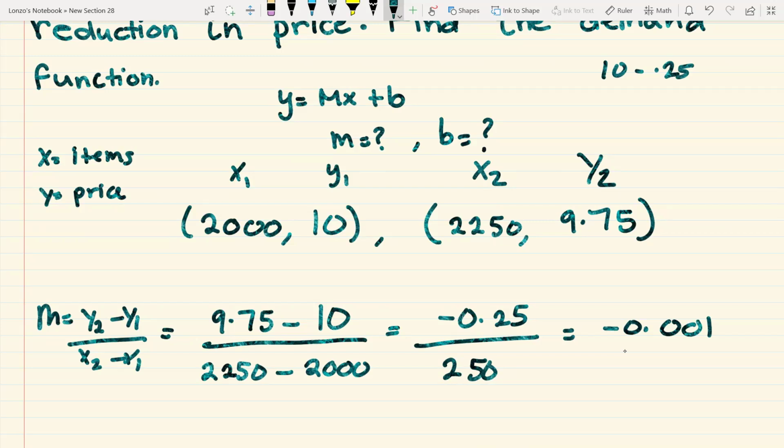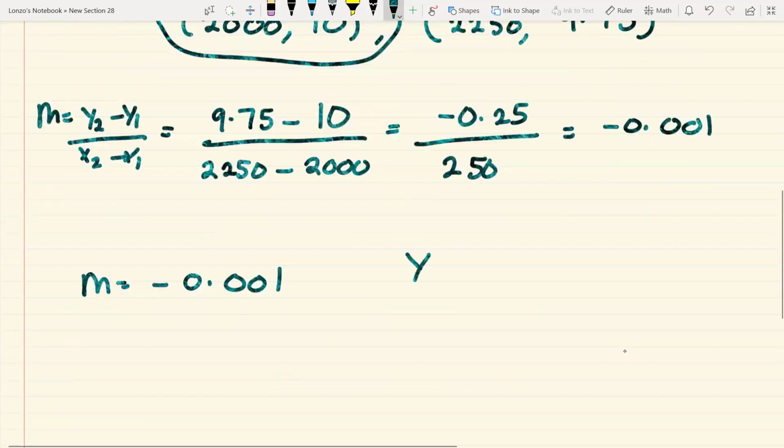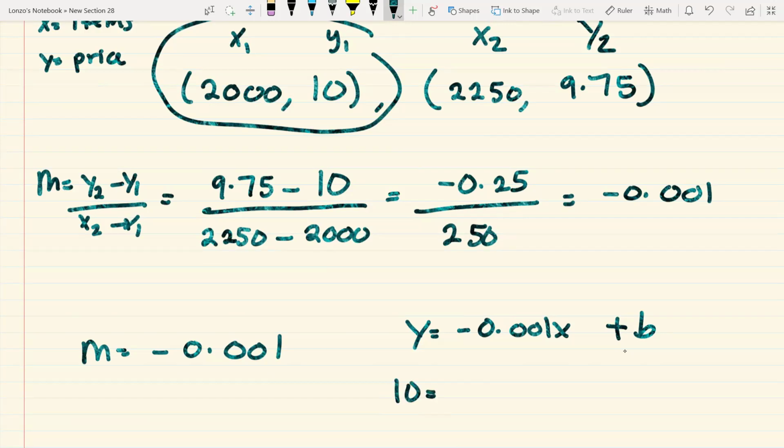So what you're going to do is pick a point. It doesn't matter which one. It can be this one or this one. I'm just going to use this one. You'll get the same answer. So you're going to do y equals, our slope is negative 0.001x plus b. And then to find our b, you're going to plug in this point. So you're going to substitute y with 10, and then you're going to substitute x with 2000.